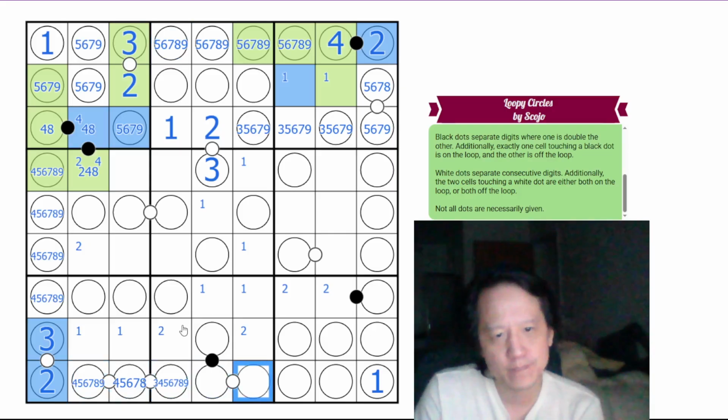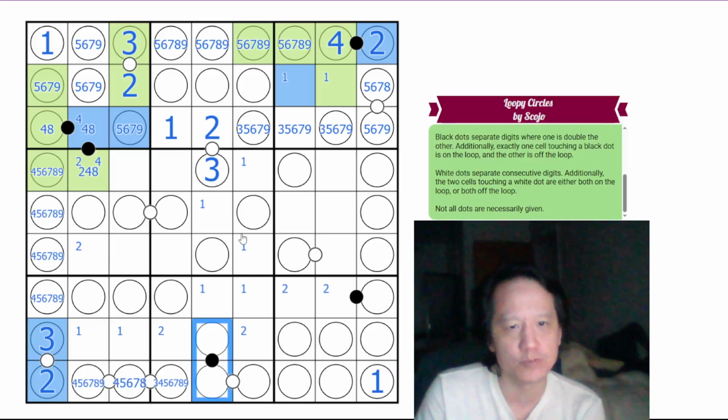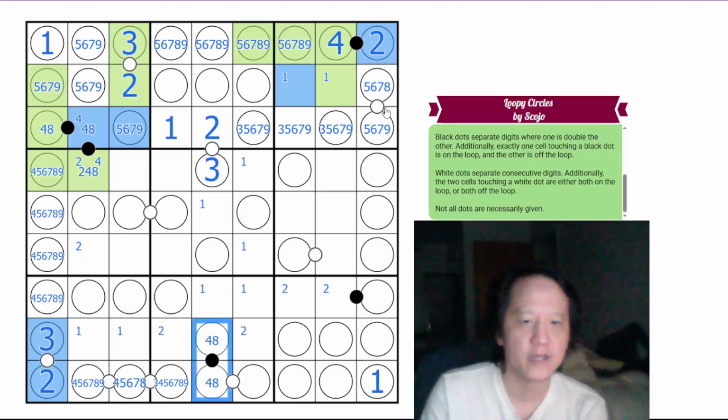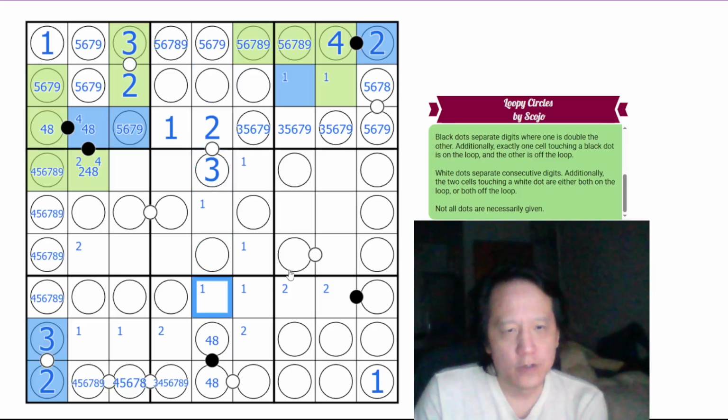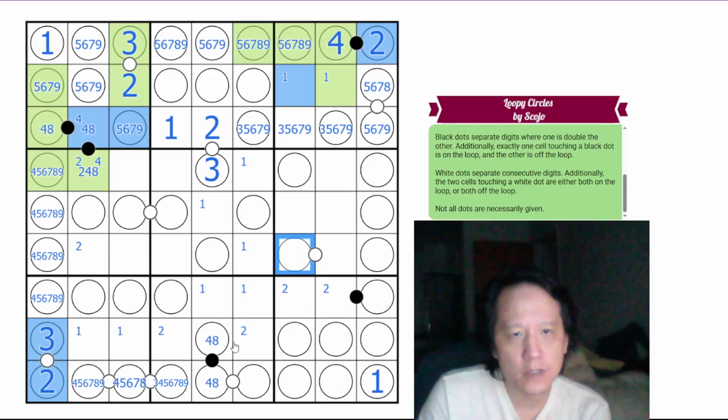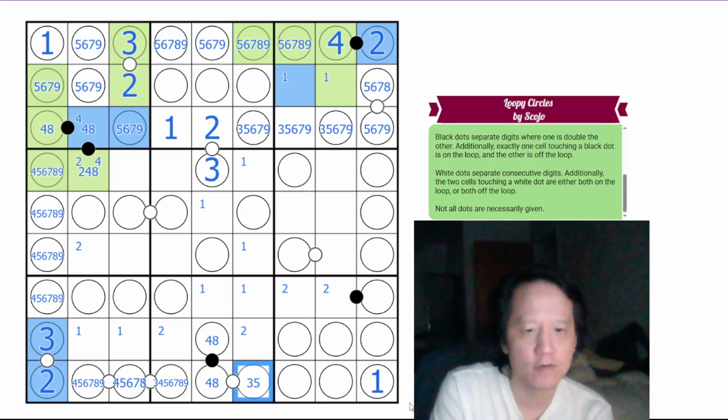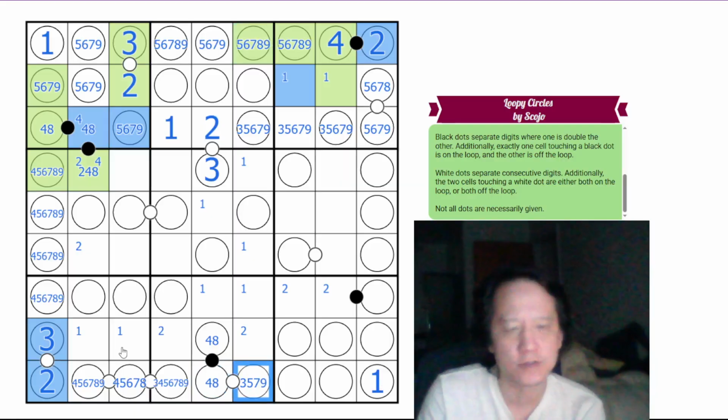Okay. These are in a 1-to-2 ratio, and you can't have 2 and 3. This has to be a 4-8 pair. That eliminates 4 and 8 in the rest of the column. Okay. 4 is consecutive with 3 or 5. 8 is consecutive with 7 or 9. Okay, so those are there.